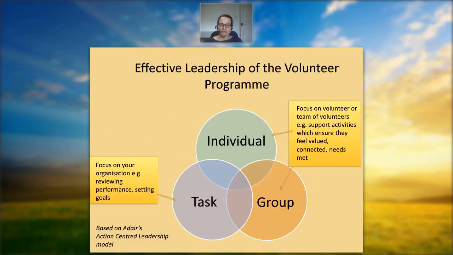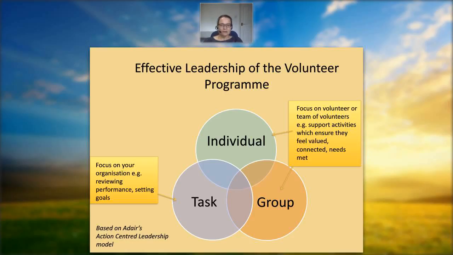So what are some of the needs that people might have who have come to volunteer for you? If you think about the individual, they might have particular needs that motivated them in the first place to volunteer with you. They might want to improve their CV and gain new skills. So they might come to you with those needs, but they may have other needs.